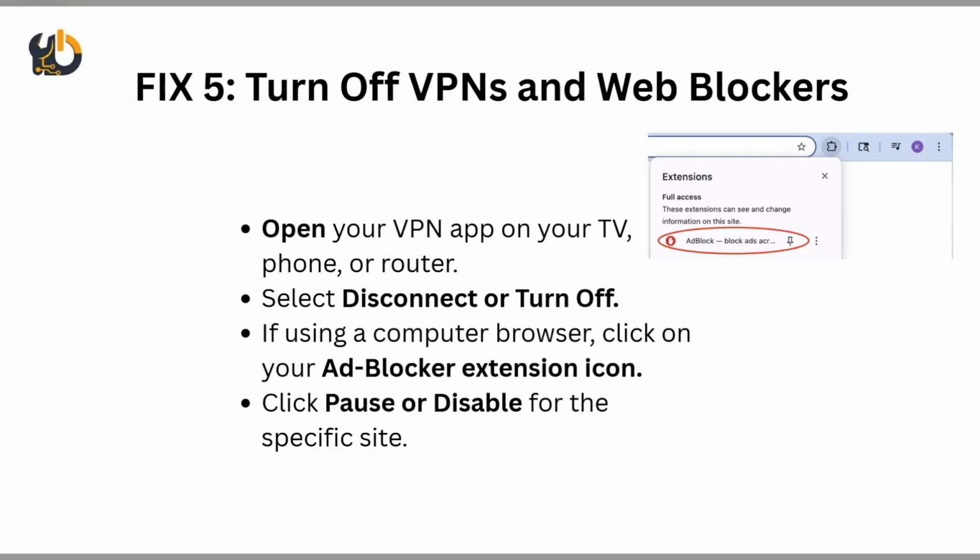Fix 5. Turn off VPNs and web blockers. You just have to open your VPN app on your TV, phone or router. Select disconnect or turn off. If you're using a computer browser, click on the ad blocker extension icon. Click on Pause or Disable for the specific site.